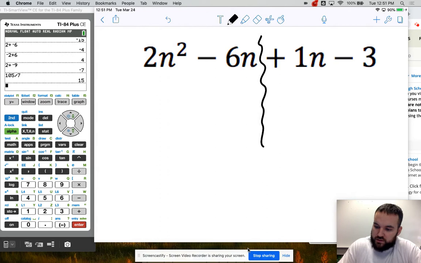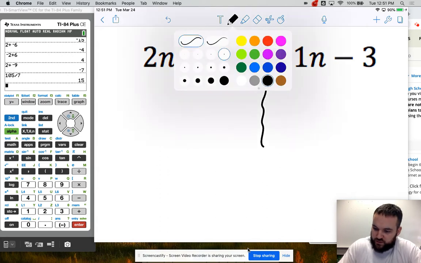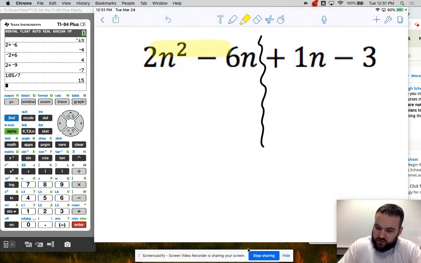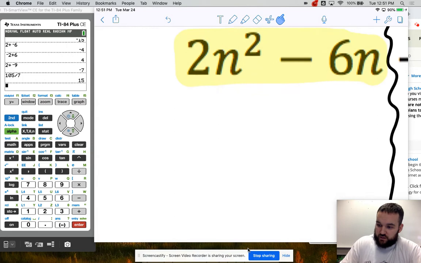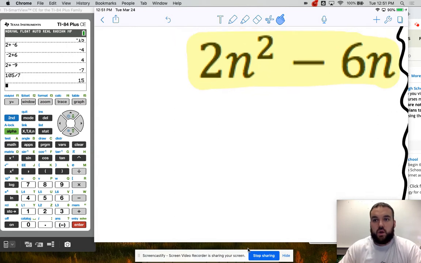Now I'm going to just look at the first 2 terms. I'm only concerned with these 2 terms right now. I'm going to pretend like the other 2 terms don't even exist. And so I'll do that here. What I'm going to do is check, is there a greatest common factor?